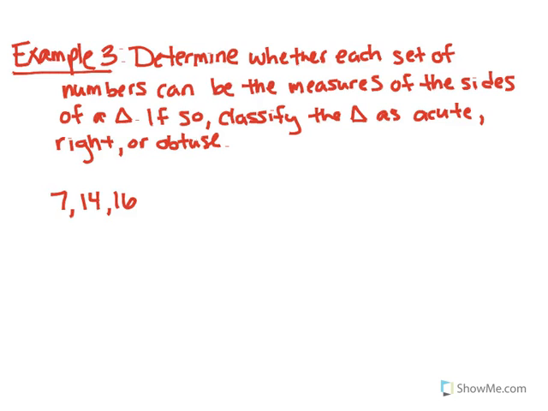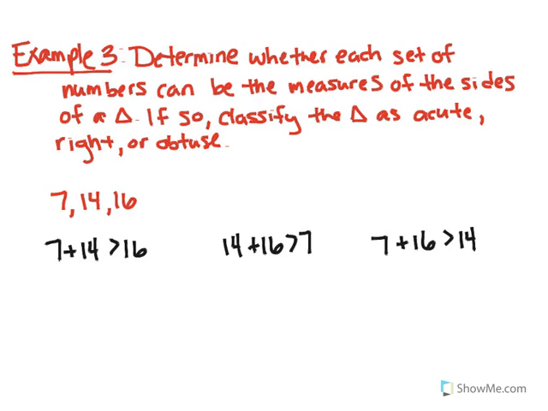All right, so here's our last example. We're going to determine whether each set of numbers can be the measures of the sides of a triangle. If so, classify the triangle as acute, right, or obtuse. Before we can even do this Pythagorean inequality theorem, we have to see if we can actually make a triangle with this. If you recall from way back when, we have to add 3 pairs of sides together to see if the sum is greater than the third side. In other words, we have to do 7 plus 14, which should be greater than 16. We have to check if 14 plus 16 is greater than 7, and then we have to see if 7 plus 16 is greater than 14. If we don't do this process, then we're going into this problem assuming that we have a triangle, and we may not. So we have to do this first.